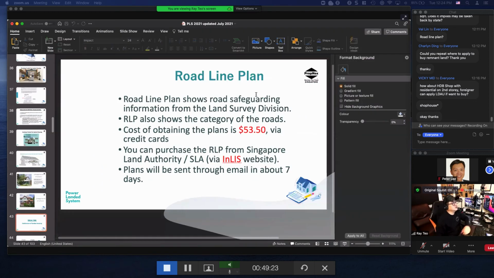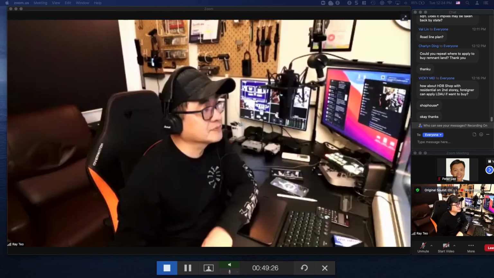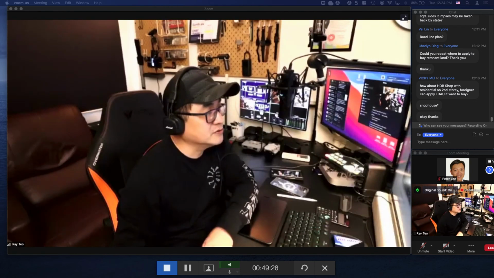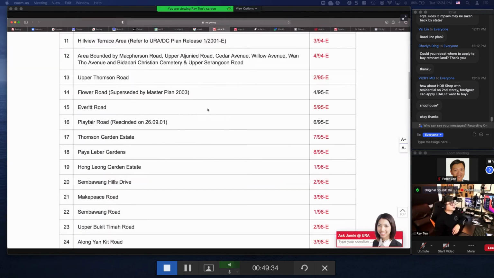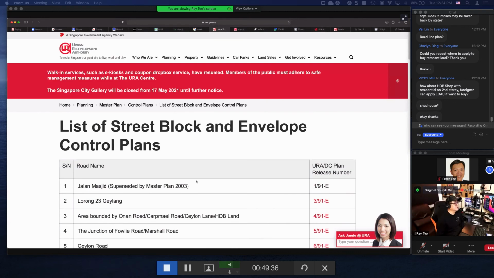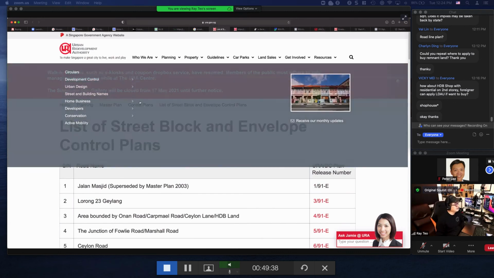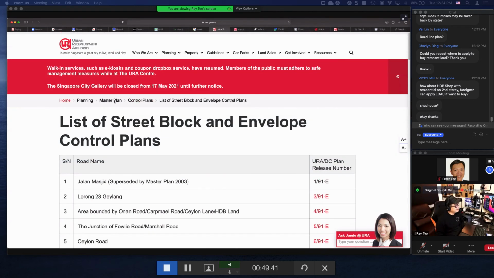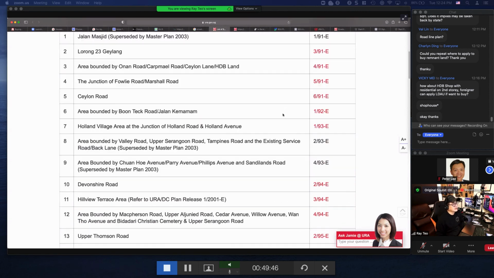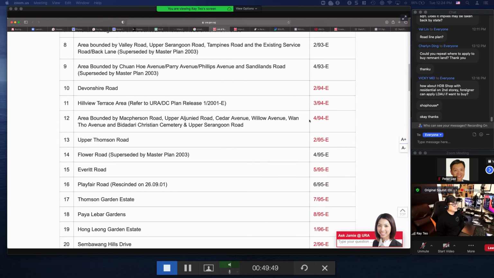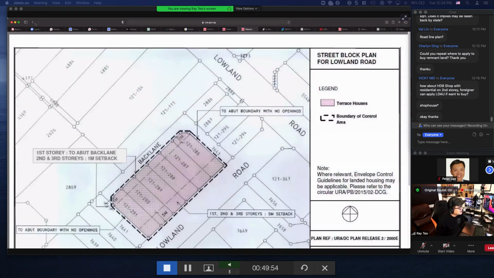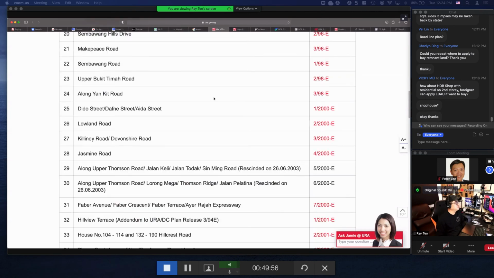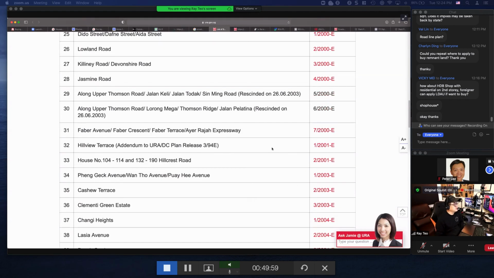So let me show you the street block plan. I'm going to share my screen with you, my Safari. This is the list of street block plans and envelope controls. You just need to go to planning, master plan, control plans, list of block and envelope control plans, it's all here. When you click on here, it will show you the street block plan. See, simple. Or you can just Google street block plan URA, and straight away they'll bring you to this page.